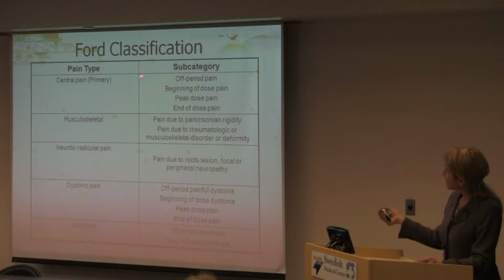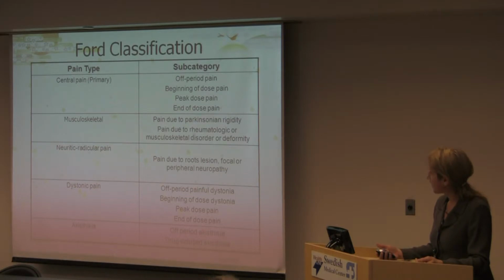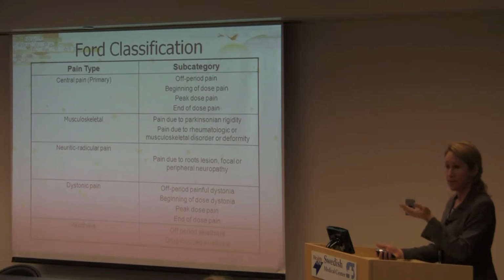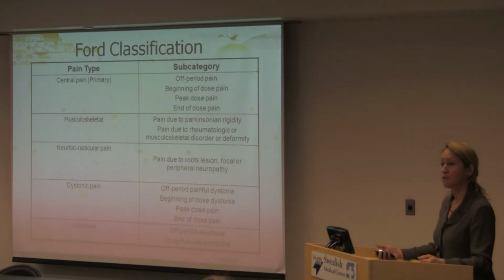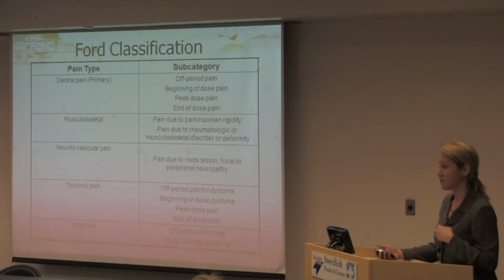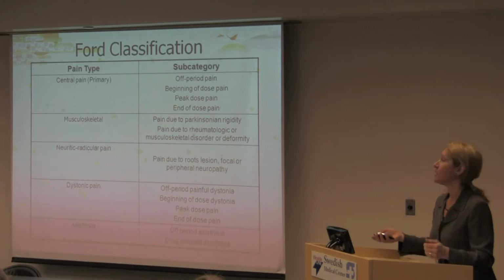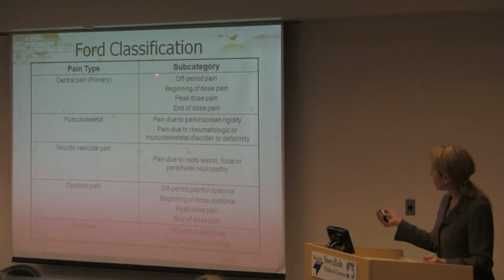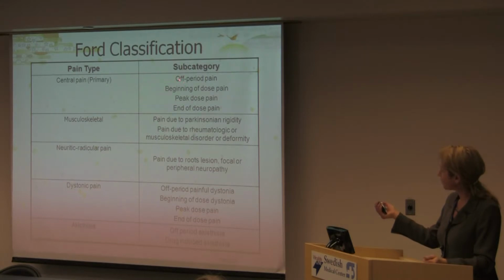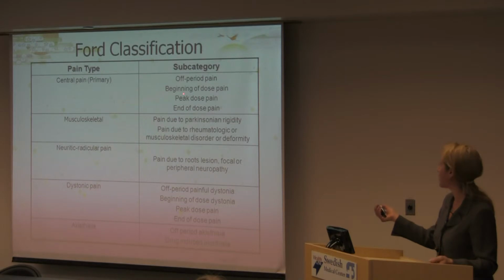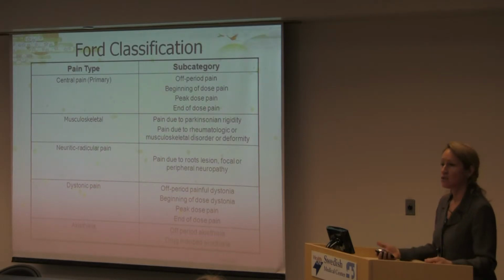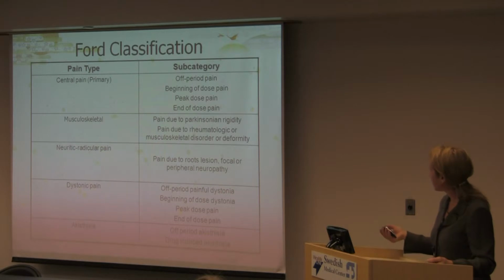I'll talk about these more in depth, each individually, these classifications. But to just explain this a little bit, there is a subclassification mostly related to medication cycles. So it's important for me as a physician in trying to understand the pain to know if there's any correlation to the medication on phase or off phase, and so particularly for the central pain, for example, there's off period pain when they're in the worst off, beginning of the dose as it's just coming on, peak dose, end dose. Those sorts of things matter when you're trying to understand it.